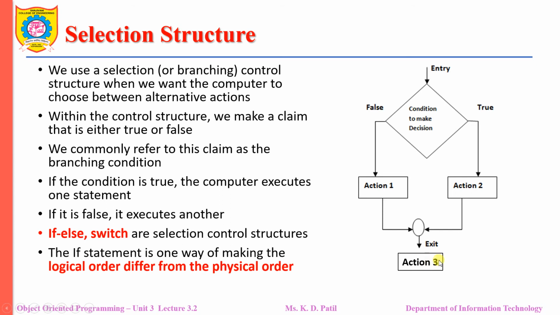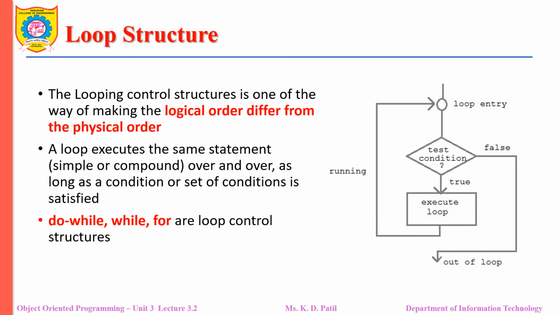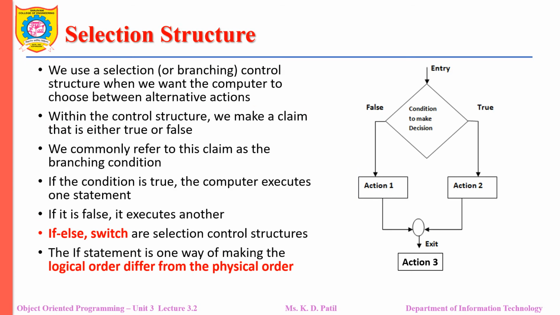So if the condition is true, the computer executes one statement, and if it is false, the computer executes the other statement. The if-else and switch statements are referred to as the selection control structures, and the if statement is one way of making the logical order differ from the physical order. Here, if the condition is true, you execute one action, and if it is false, you execute another statement. The order of the statements is not sequential; it is different from the physical order. Here the order of the statements is a logical order.